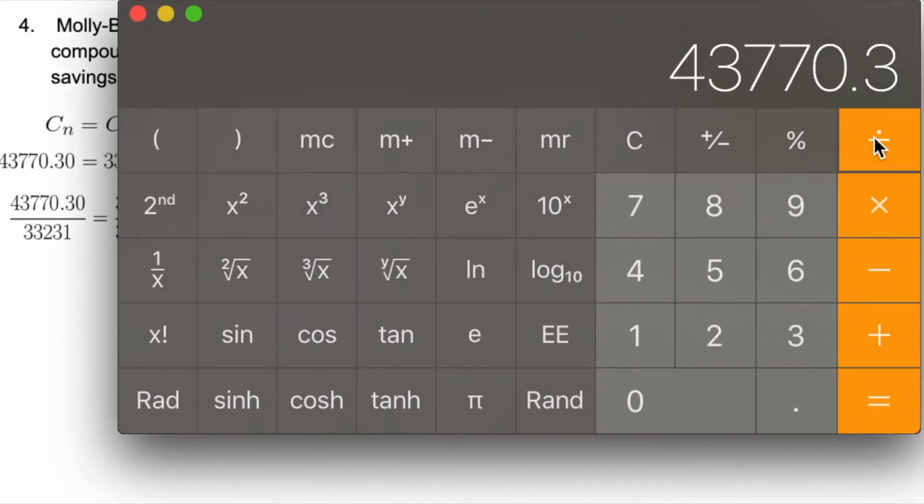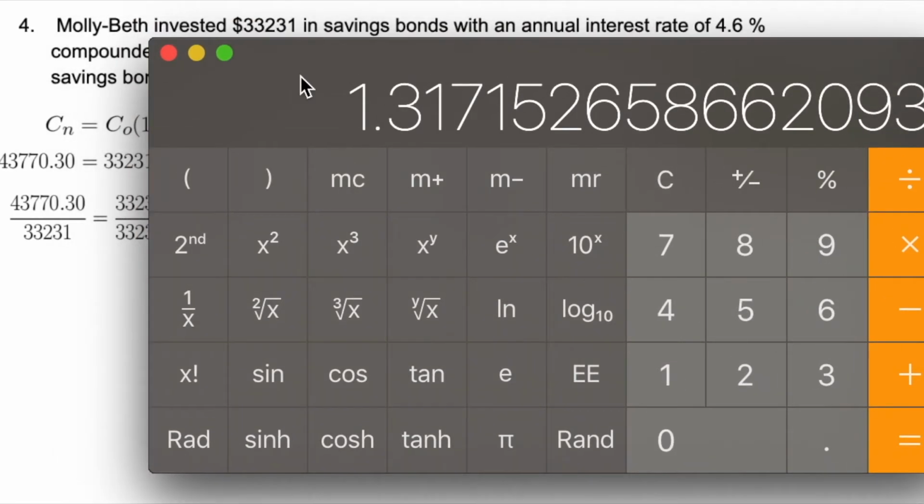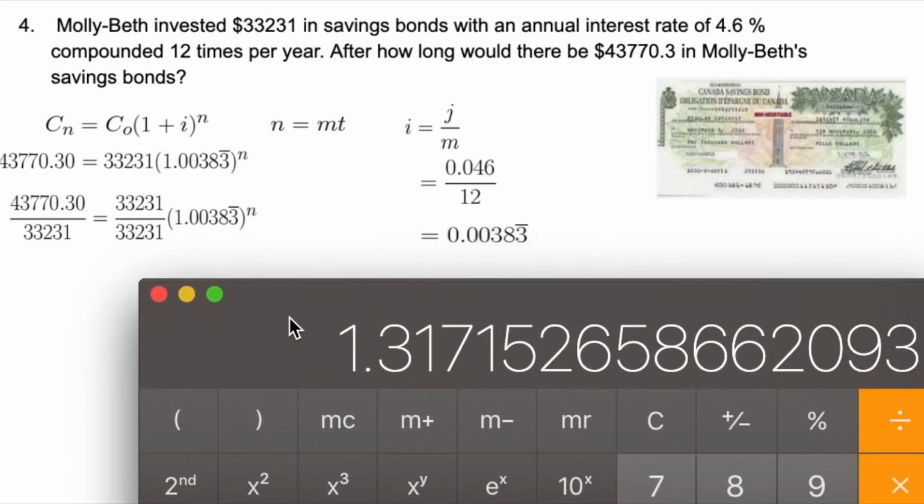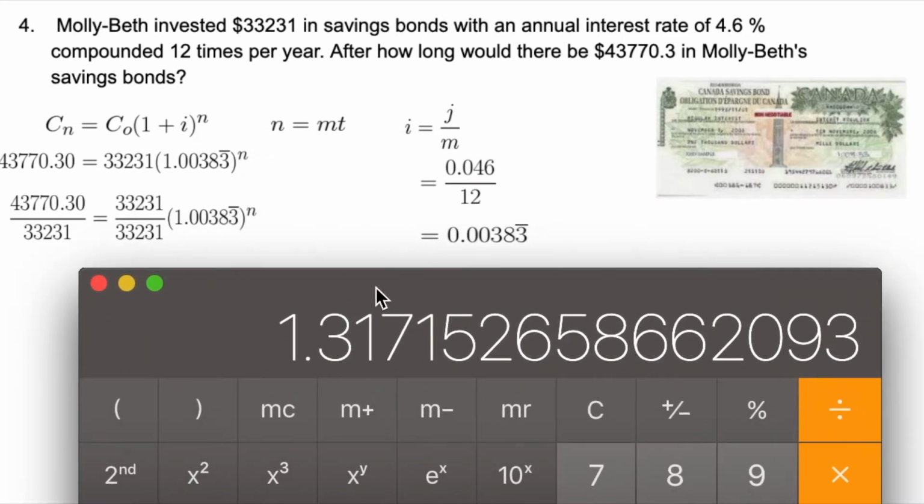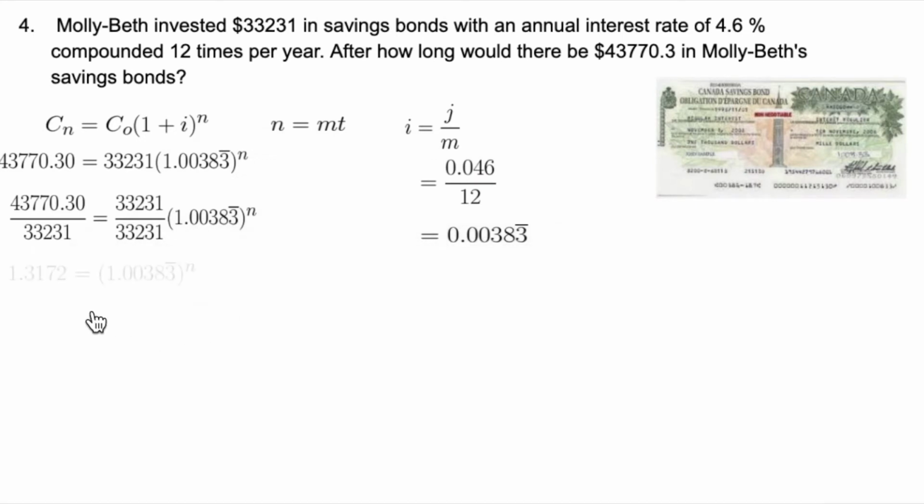43770.30 divided by 33231 is equal to 1.3175265, and it goes on forever. Keep this number in your calculator. Don't round this, and write the rounded version here, but keep the number in your calculator. This cancels, becomes 1. We're left with 1.00383 repeating to the power of n.